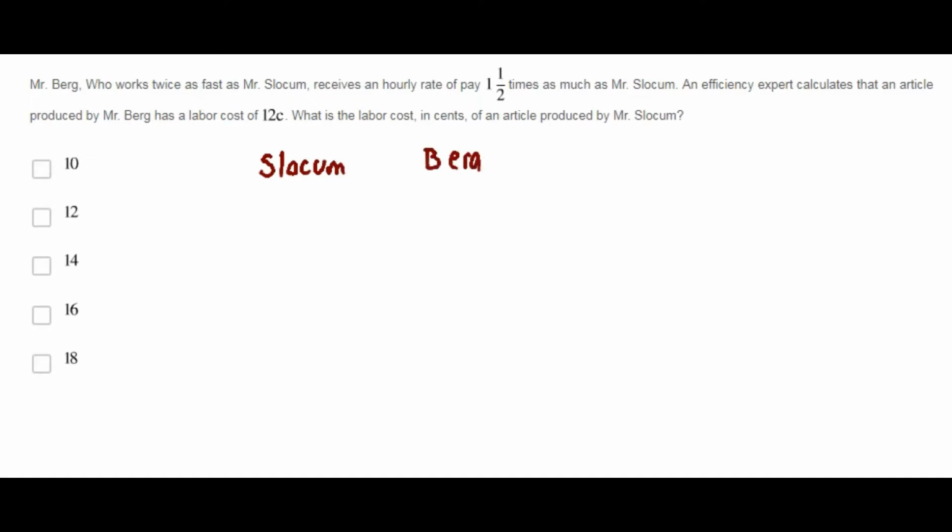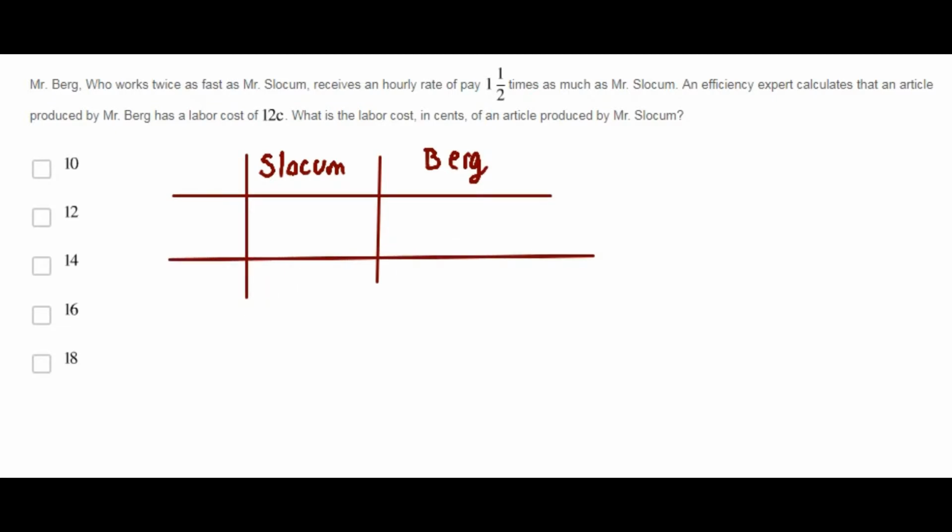In order to solve this question, let's assume that Mr. Slocum does one task every hour. One task every hour. Since Mr. Berg works twice as fast as Mr. Slocum, he does two tasks every hour.